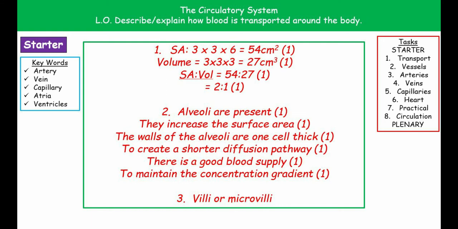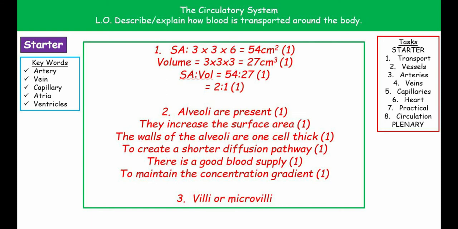Give yourself a mark if you got the surface area right. Second one, to work out the volume, is just 3 times 3 times 3, which gives us 27. Tick for that one. And then the surface area to volume ratio would be 54 to 27, mark for that, and then if you simplified it down 2 to 1, mark for that. So you get 4 marks for question 1.